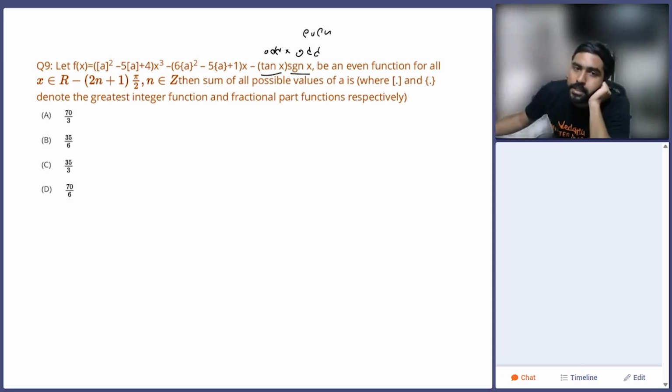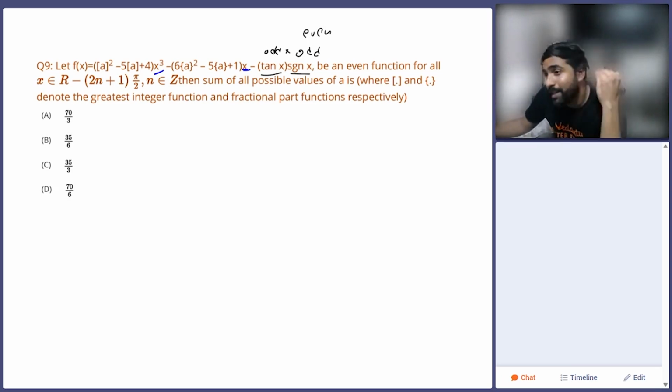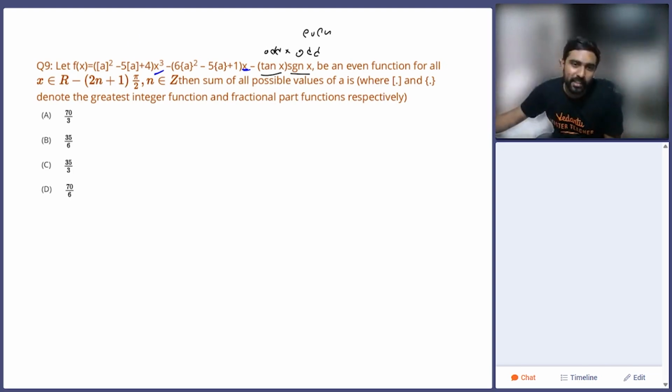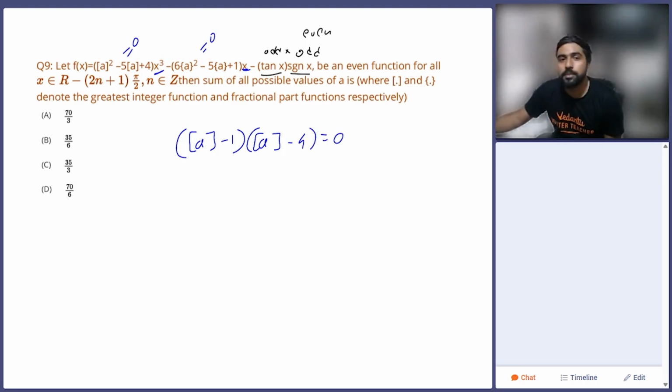Now the problem is x cube is an odd function. x is an odd function. And by multiplying some constant, it is not possible to make it an even function. So you can make it even only by eliminating both x cube and x. How do you do that? Just put both of them equal to 0. So what do I get over here? Greatest integer function of a minus 1 into greatest integer function of a minus 4 is equal to 0. So I have two possible values. That's greatest integer function of a is 1 or 4.